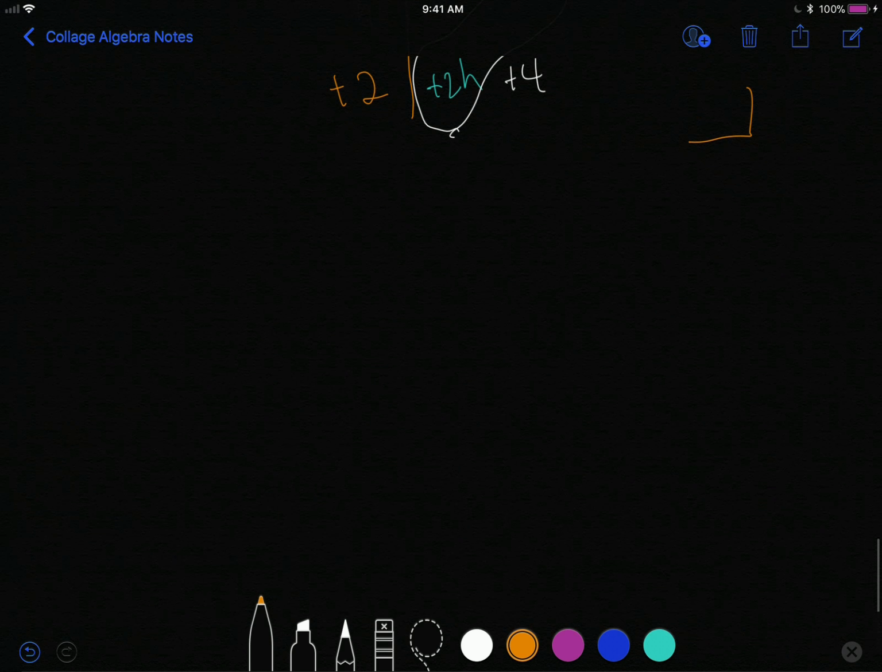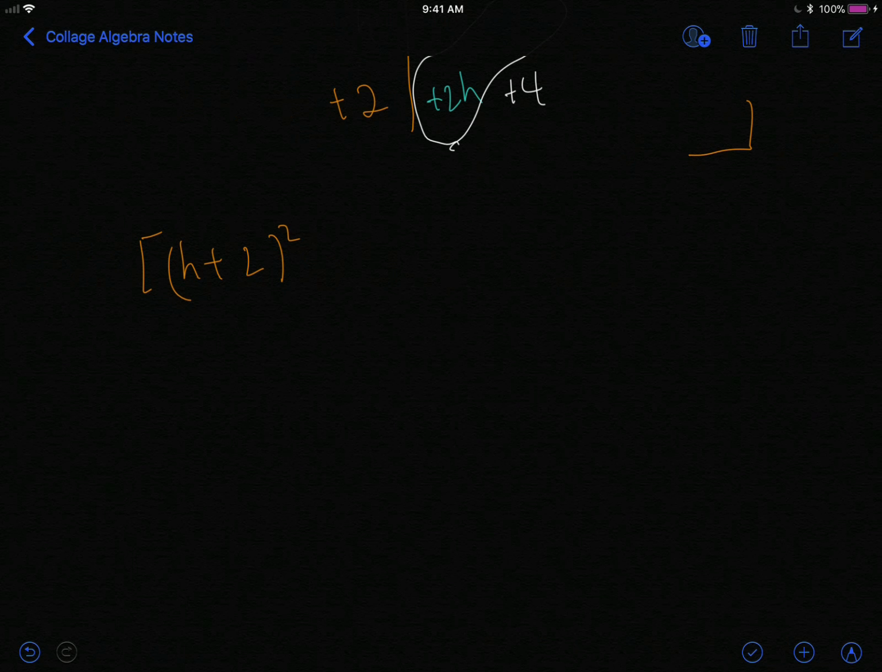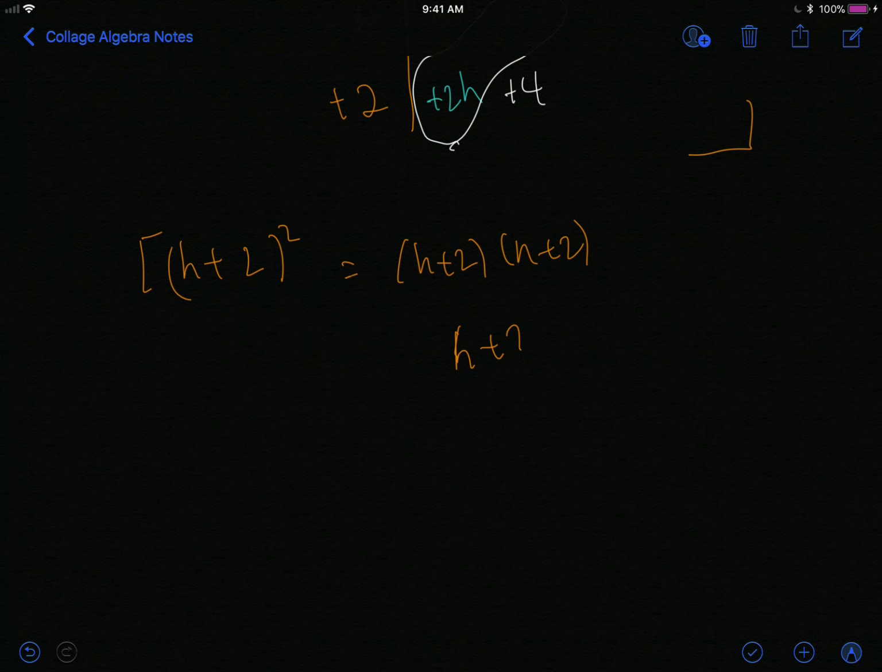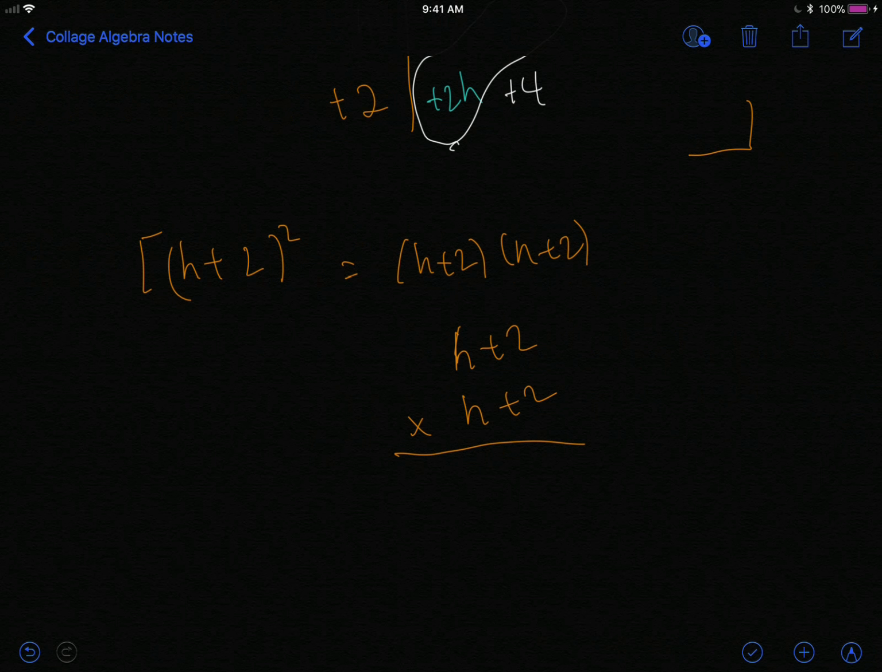Another way you can multiply them. So again, h plus 2 squared. So here, what you want to do is line it up just like you're doing old school multiplication. Again, this is h plus 2 times h plus 2. You'll do your old school multiplication.